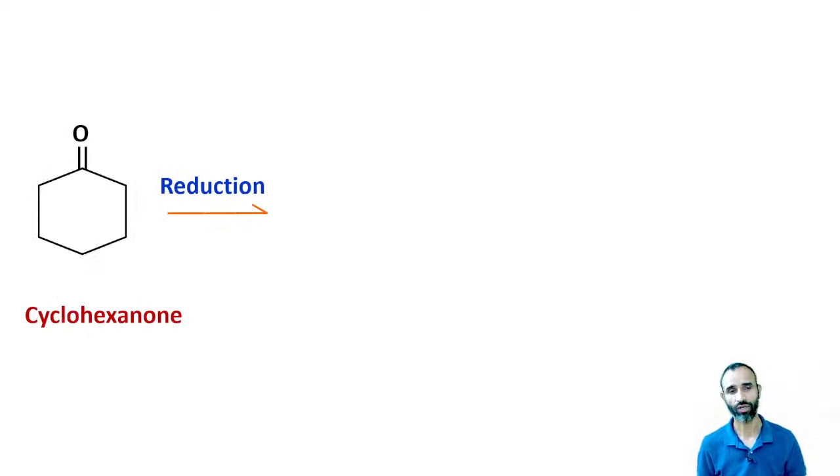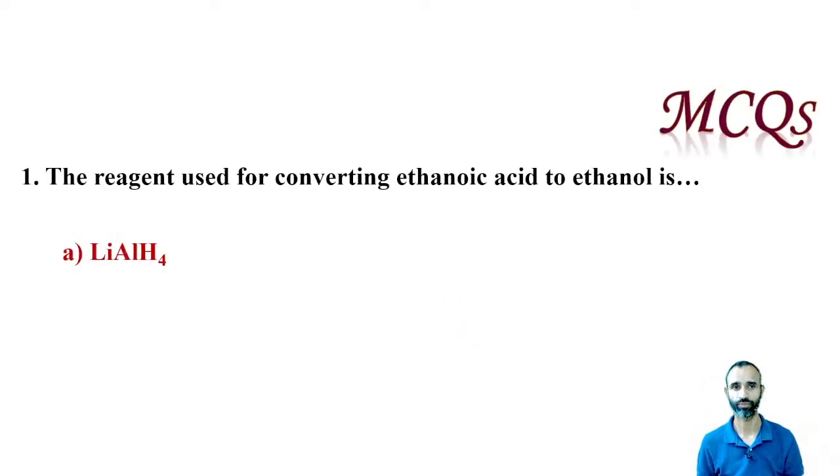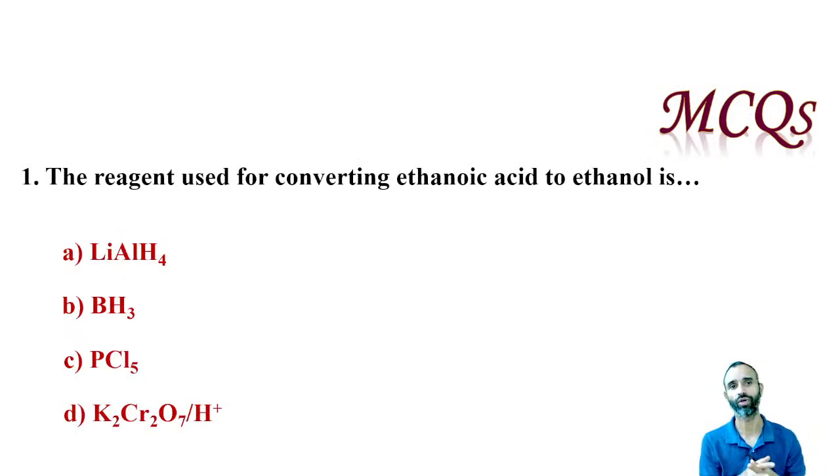Now cyclohexanol, sorry. So we get cyclohexanone, and if we oxidize cyclohexanol, we get cyclohexanone. Reagent used for converting ethanoic acid to ethanol. Yes, it is LiAlH4.